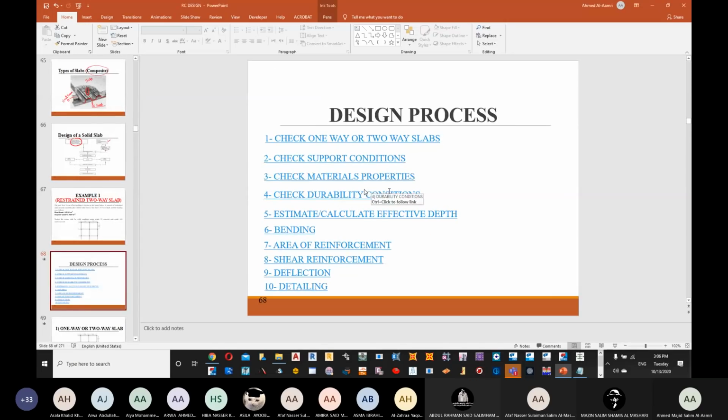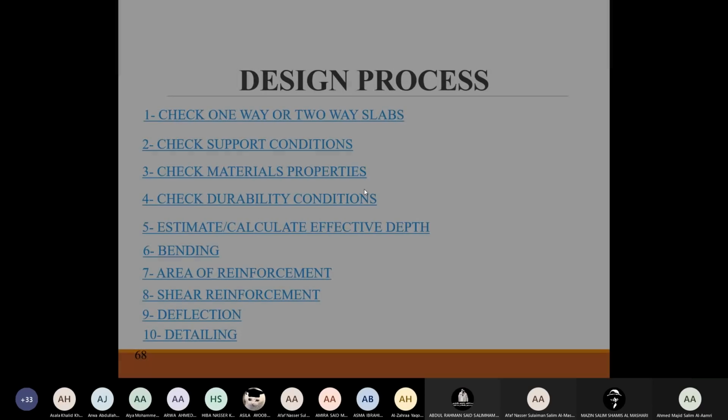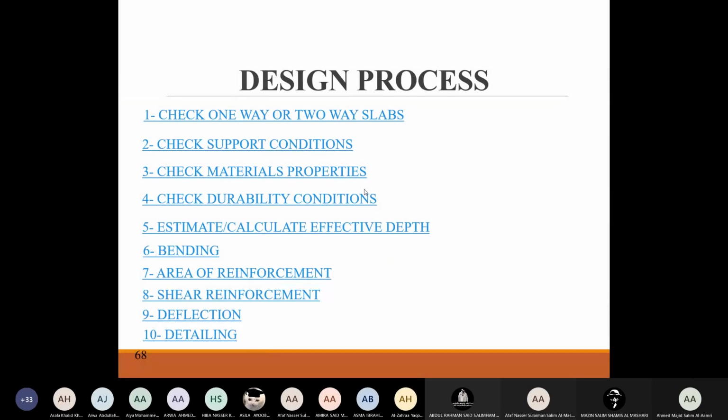Do I need to check for durability conditions? Do I need to check whether there is a durability, I mean, whether this element is durable or not? So all of these things are mainly going to be the process or the steps that you are going to do.